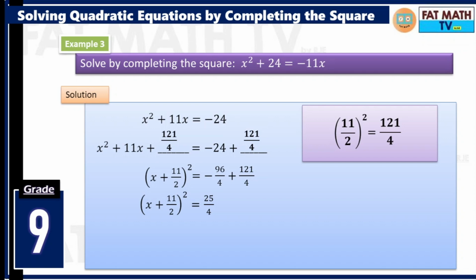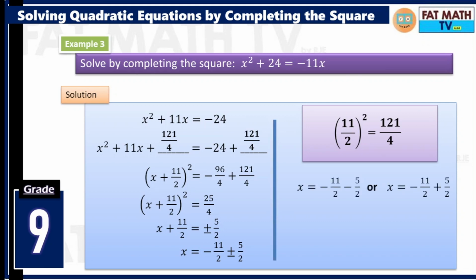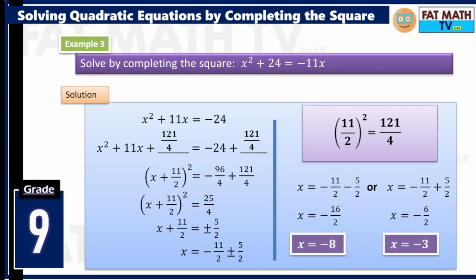And then take the square root of both sides. You will get x plus 11 halves equals square root of 25 fourths is 5 halves. So you will have positive or negative 5 halves. And add negative 11 halves to both sides of the equation. You will get x equals negative 11 halves plus or minus 5 halves. Separate this into two equations. You will have x equals negative 11 halves minus 5 halves, or x equals negative 11 halves plus 5 halves. For the first one, we have negative 16 over 2. For the second one, negative 6 over 2. And then that is x equals negative 8 or x equals negative 3.